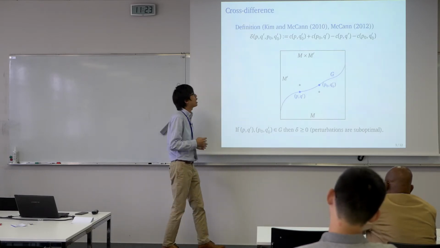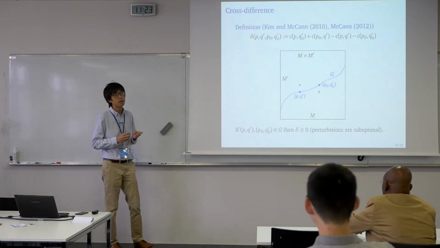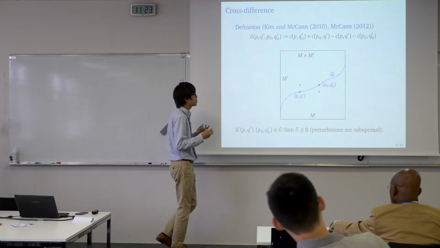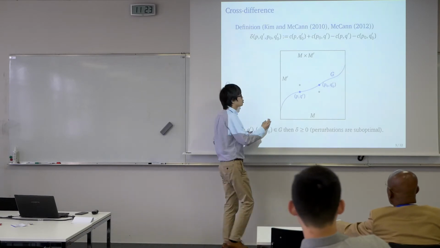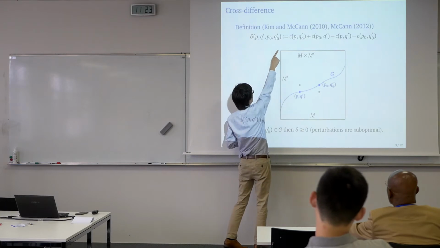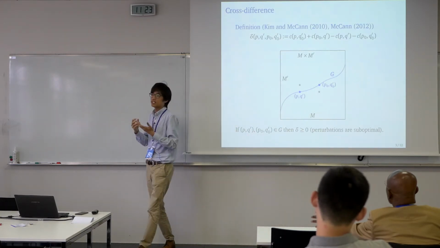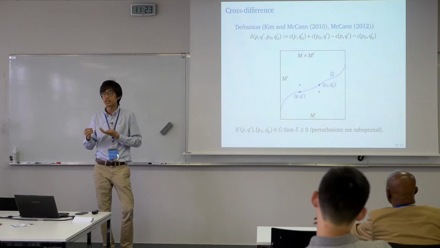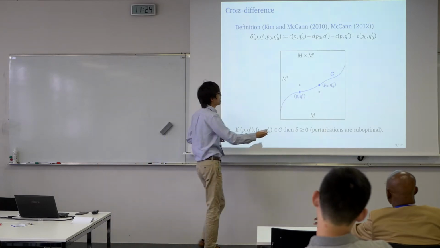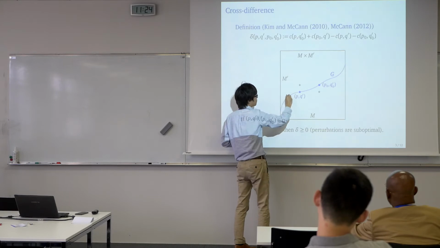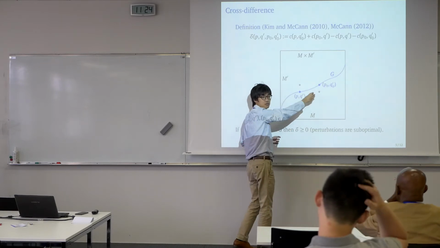Now I want to define, following Kim and McCann, a pseudo-Riemannian geometry on this space. The way to define it is as follows. Suppose that you think of this as one point, and this is another point. You can think of it as some kind of signed divergence on the product space. Signed means that it can be both positive or negative. Suppose that I fix this point, and then I move this point. Then sometimes I have positive values, and sometimes I have negative values.